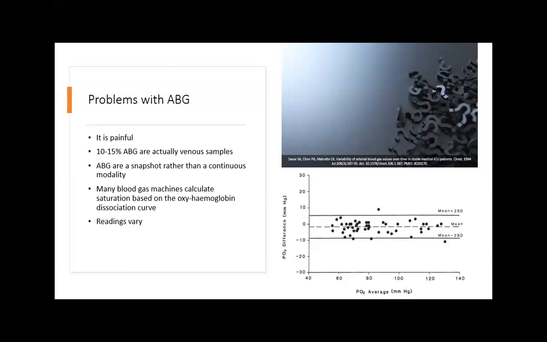And then, not surprisingly, as with any result in medicine, your results vary. So this was a study that was done where they were doing serial blood gases on a patient, and you can see that the readings are all over the place. So really, unless you've got a specific reason to be doing an ABG, that should largely be abandoned.